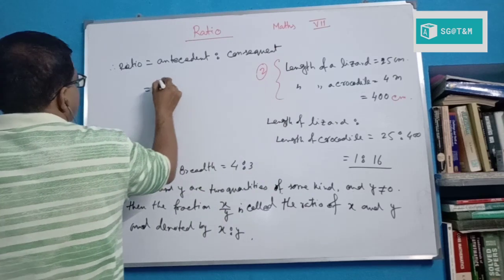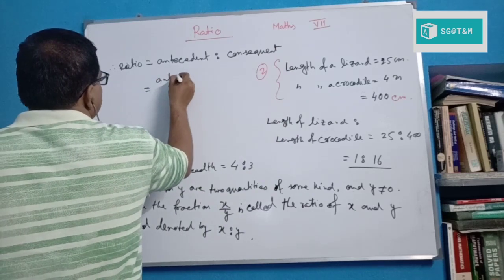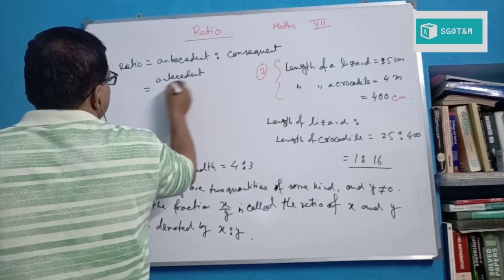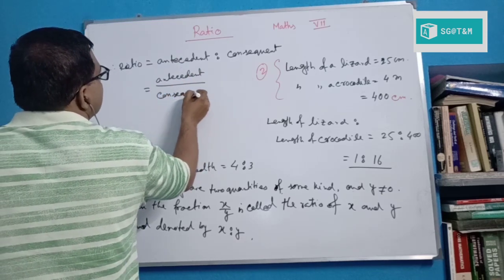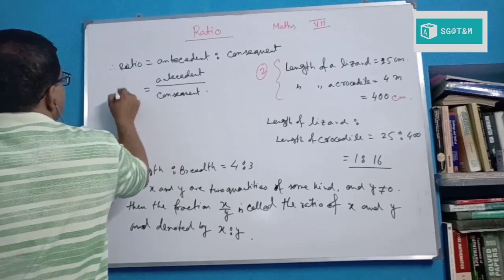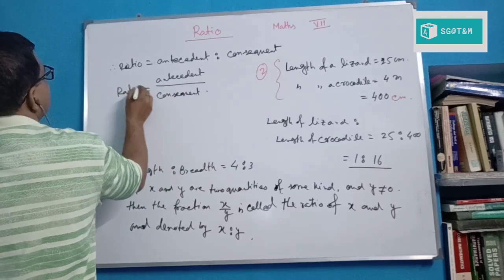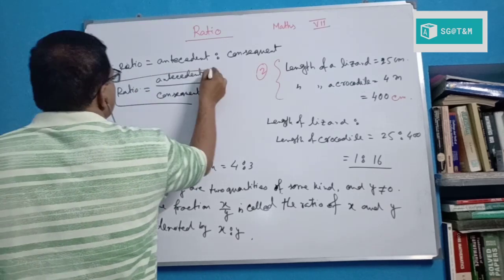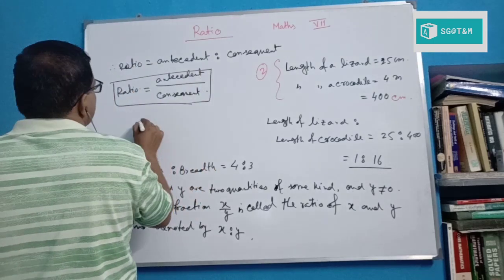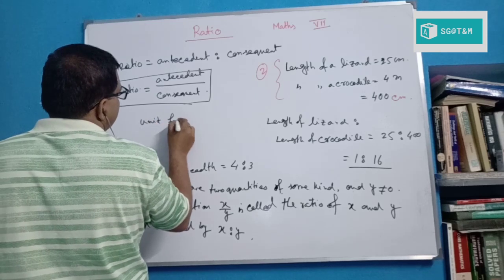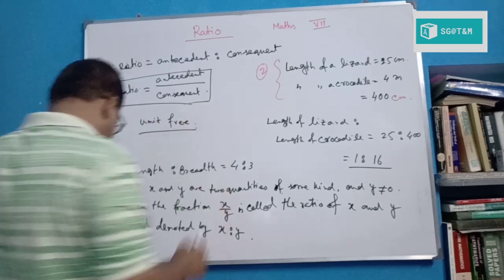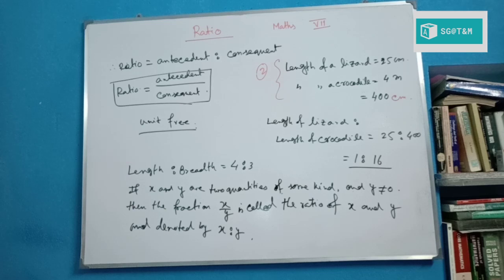Or it can be written as this. This is the ratio. Obviously, these are the same kind, so unitless, unit free. Ratio has no unit. It is a unit-free quantity.